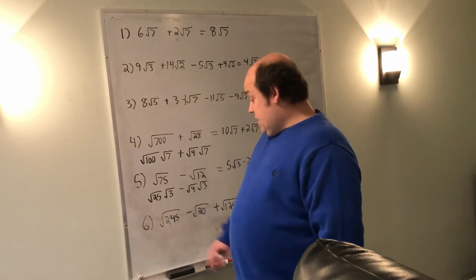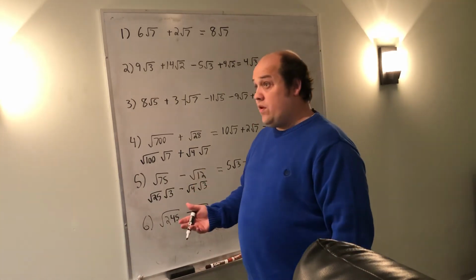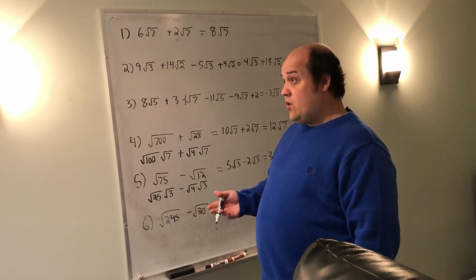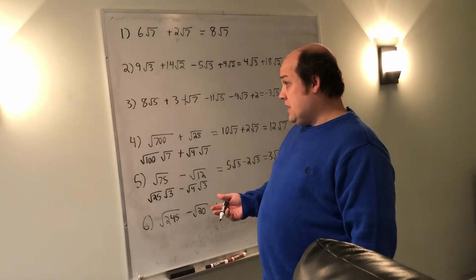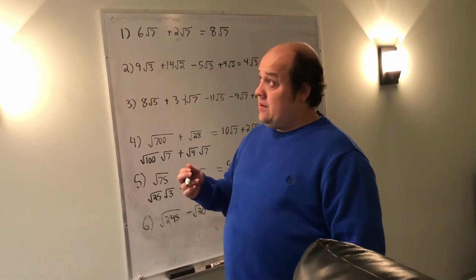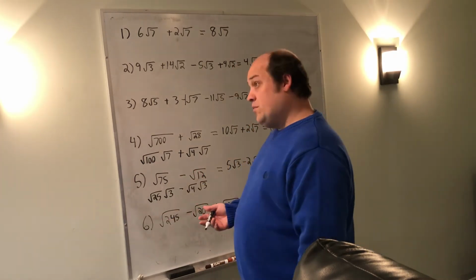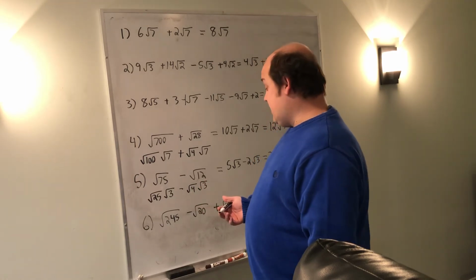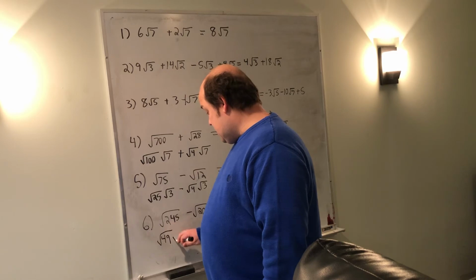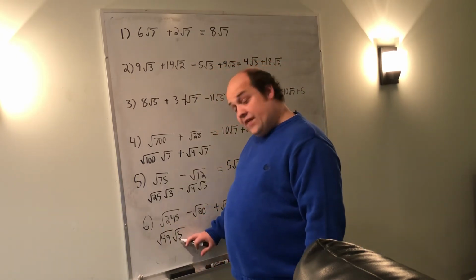Finally, for the last one here, when I have the root of 245, I start: 144 doesn't work, 121 doesn't work, 100 doesn't work, 81 times 3 gives me 243, but that's not what I'm looking for. 64 times 4 is close. No, that doesn't work. 49 does go in evenly. It breaks it into the root of 49 times the root of 5. Here I can see the root of 5 was left over.